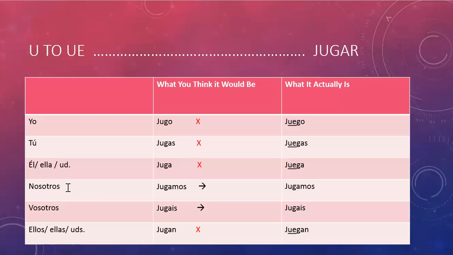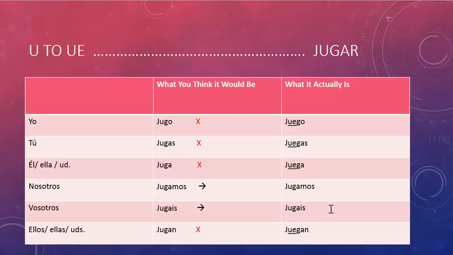Now here's where it gets a little confusing. The nosotros and the vosotros do not stem change. So whatever change you were supposed to make, like throwing that E in there after the U, you will never do for the nosotros and vosotros. Doesn't matter what kind of stem-changing verb it is, you do not ever change the nosotros and the vosotros stems. So, if you're thinking JUG, stick amos on the end, jugamos, you're correct. For the vosotros, if you were thinking JUG, stick ais on the end of it, you would be correct. No stem change for the nosotros or the vosotros.